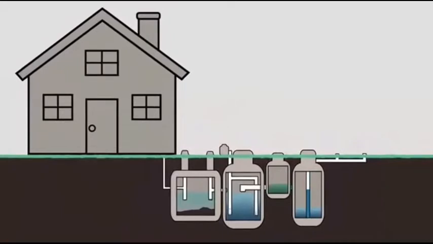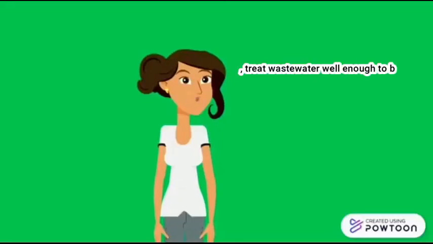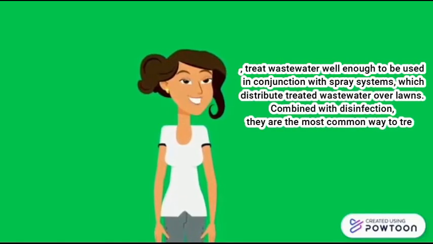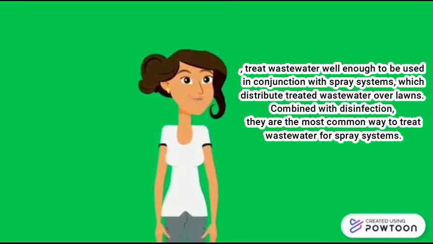Aerobic treatment units, which are certified as Class 1 aerobic systems, treat wastewater well enough to be used in conjunction with spray systems, which distribute treated wastewater over lawns, combined with disinfection. They are the most common way to treat wastewater for spray systems.